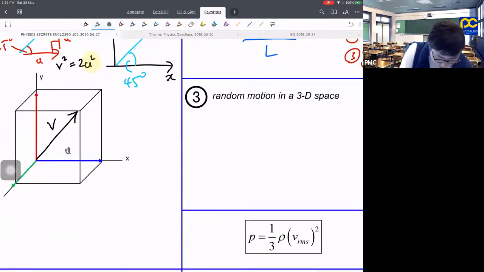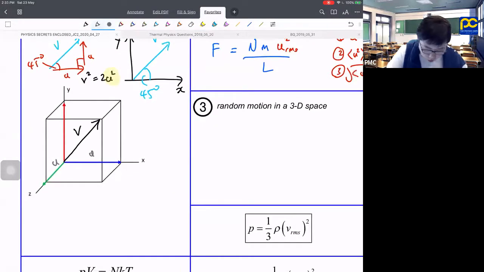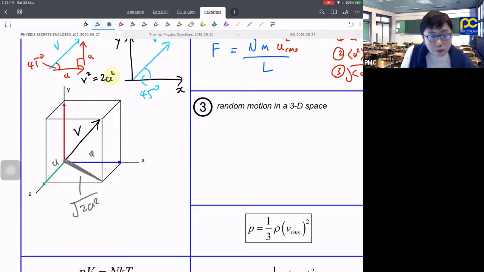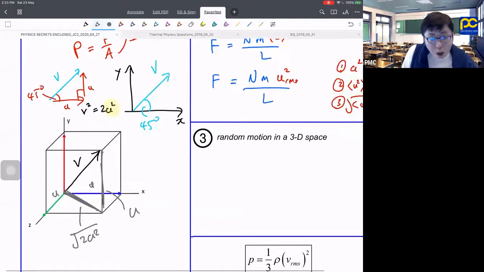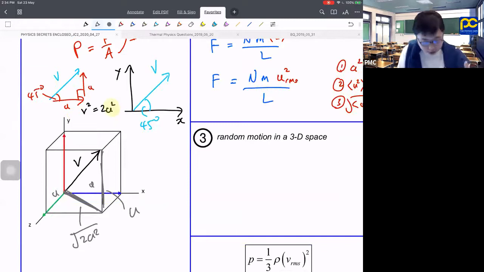So you see u and u, of course this 2u squared gives you this one. So this one will be the square root of 2u squared by Pythagoras theorem. Then this one is also u. Because if you're talking about average, then we will assume that the horizontal and the vertical and also the velocity along the x-axis will be the same in magnitude on average. So therefore, at the end of the day, this v squared will actually be equal to 3 times u squared.